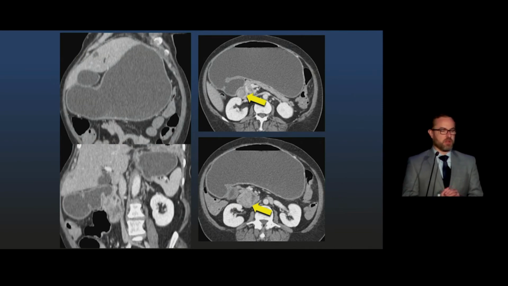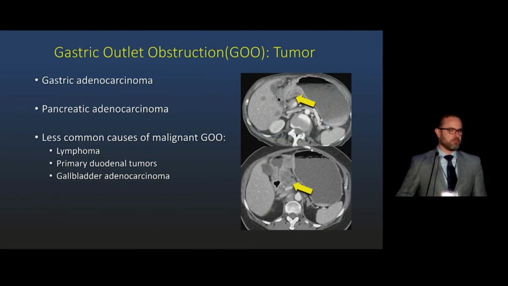Shifting gears a little bit here, this is a patient with a very distended stomach, came in with vomiting. We notice a transition point to decompressed duodenum near the pancreatic head, where there's a focal enlargement and a hypo-enhancing mass. This is a patient with a new diagnosis of pancreatic adenocarcinoma, presenting with gastric outlet obstruction to the ER.